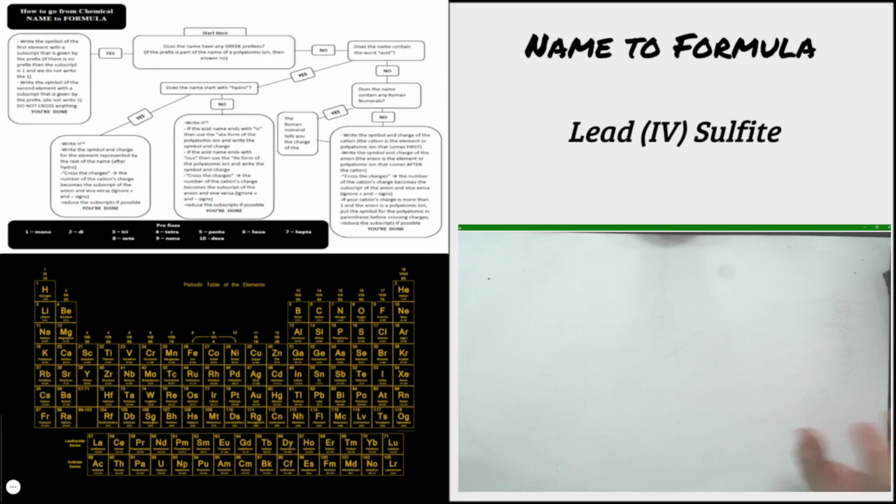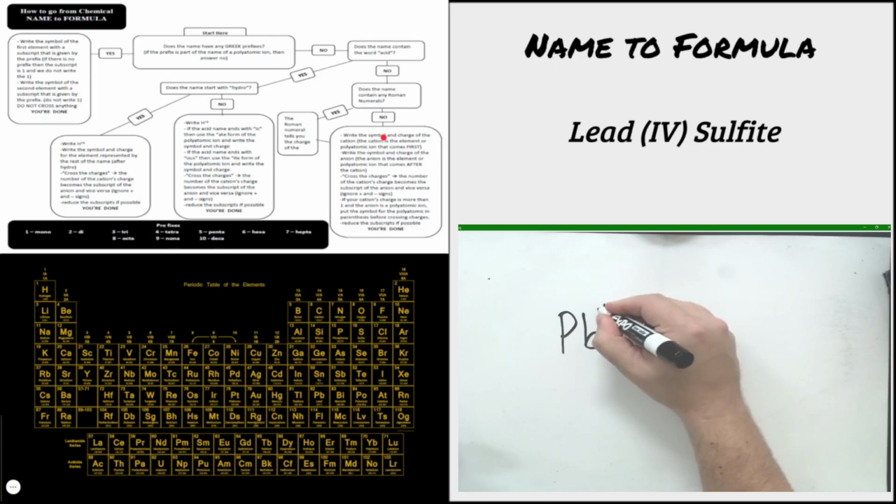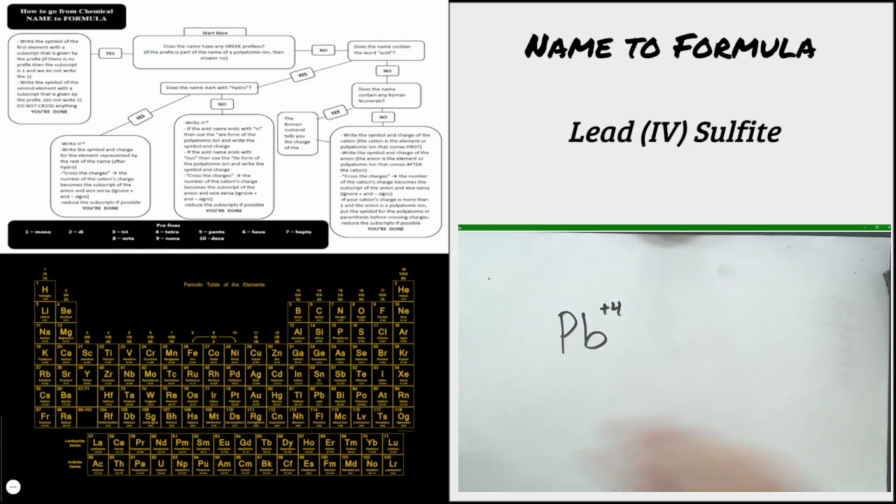Lead 4 sulfite. All right, so this is the Roman numeral 4. ITE tells me it's a polyatomic ion. So does the name contain prefixes? No. Does it have the word acid? No. Does it have a Roman numeral? Yes. So that's the charge. So lead's charge is 4. So I'm going to write the symbol and charge. Well, lead's symbol is Pb, and its charge here is plus 4. All right, and then I'm going to write the symbol and charge of sulfite.